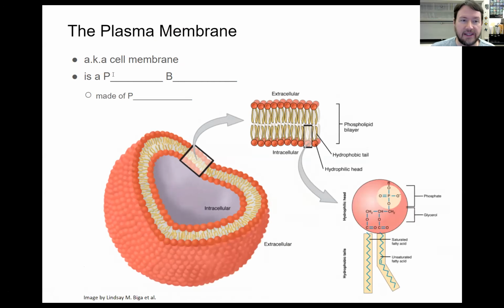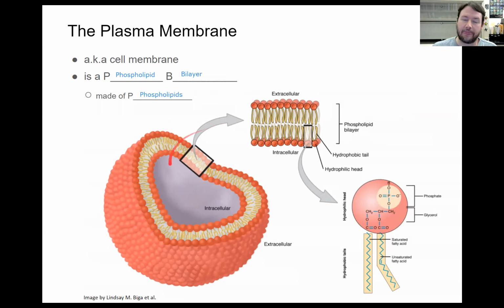technical term for this cell membrane is, let's choose a different color. We'll make it blue. Phospholipid bilayer. And it is made of, you guessed it, phospholipids. There we go. I can type. All right.